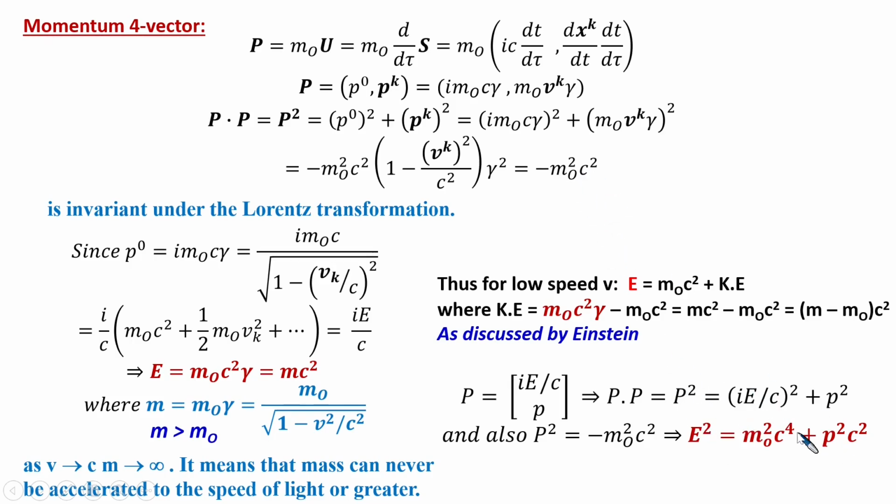So c square becomes c to the power 4, and this c square, which I have taken to the left-hand side, will come here as p square into c square. So from this equation I can get this equation. Here we can see that if the rest mass m naught is 0, that is for the photon, then energy is nothing but p times c.